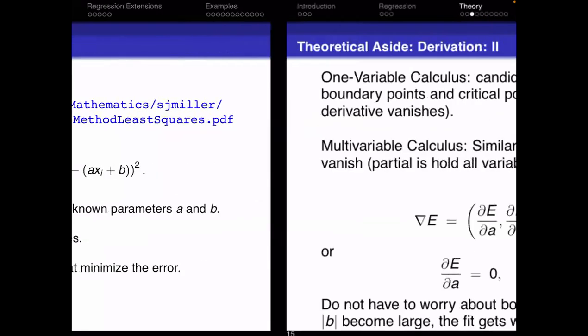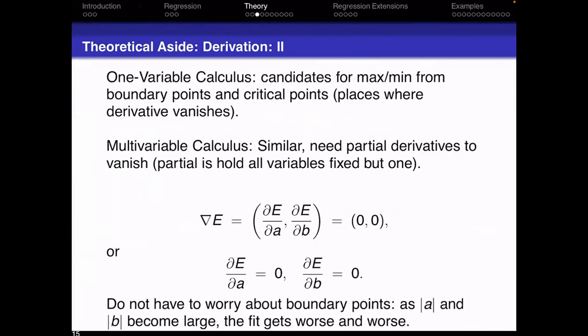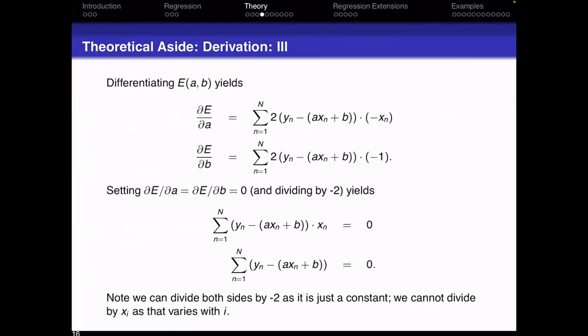All right, so we said we want to have the gradient be 0. We don't have to worry about the boundary points. And so when we take the derivatives, as was just remarked, we get these 2 nice equations. And now what we want to do is we set them equal to 0. So clearly we can divide through by -2. And now we have 2 equations. And even though they involve sums, they're really 2 equations and 2 unknowns. The unknowns are just a and b.